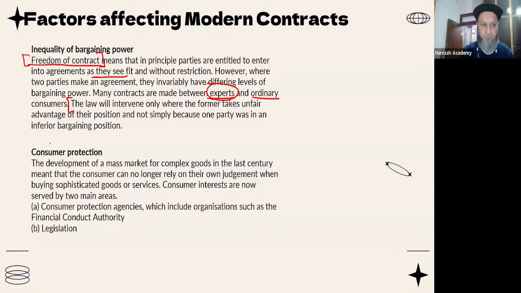How does it intervene? In the UK, we have consumer protection laws. Later on, we will discuss these, but here you need to know that we have consumer protection agencies, which include organizations such as the Financial Conduct Authority, and different legislation. The Consumer Protection Act, we'll study about it in contract law. Generally, I'll give you just one example so that you are familiar with it.